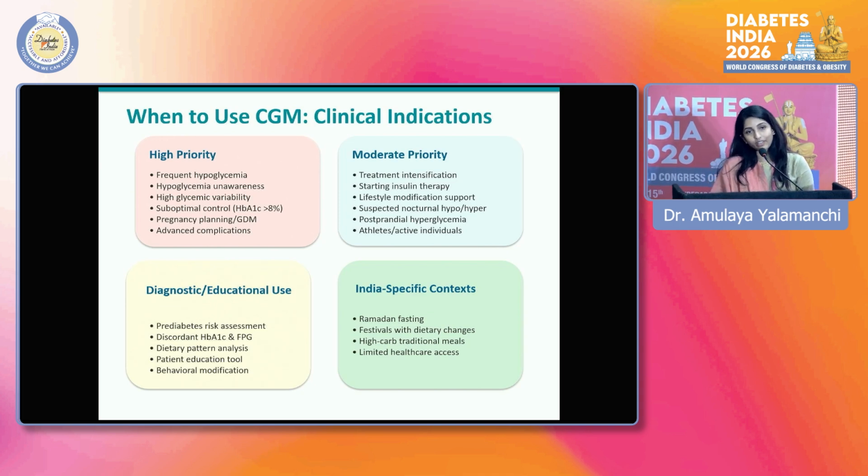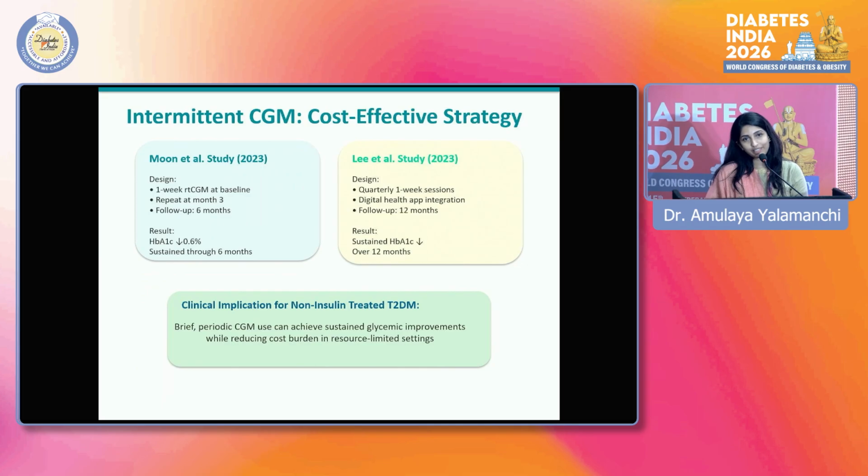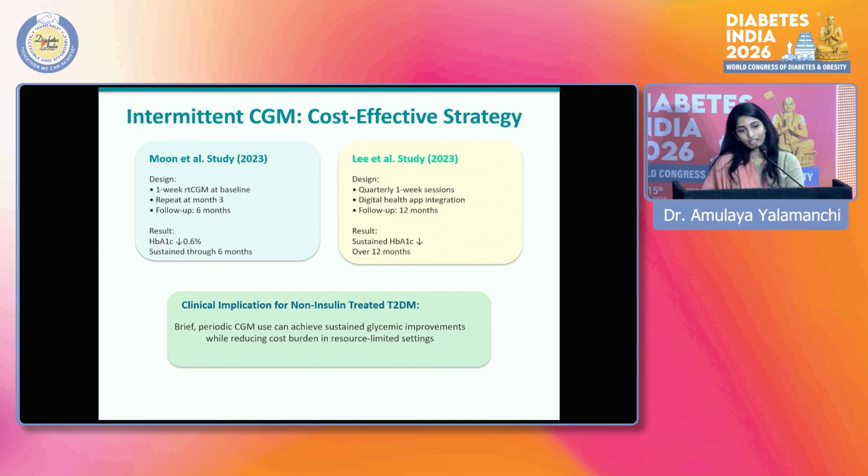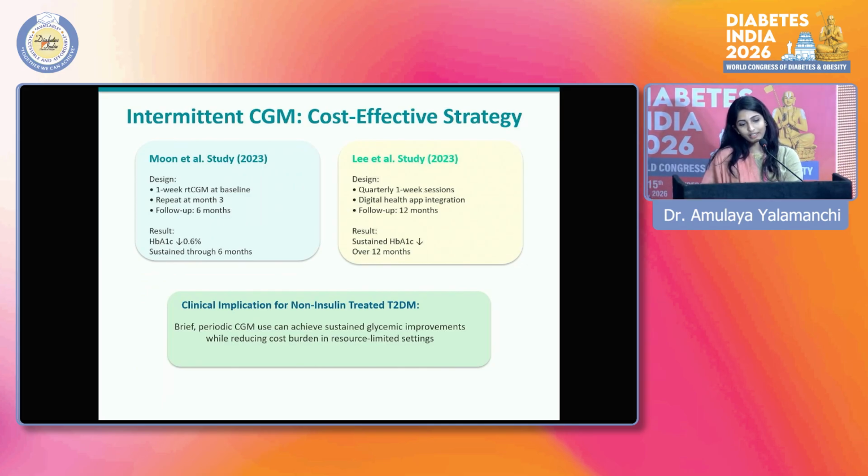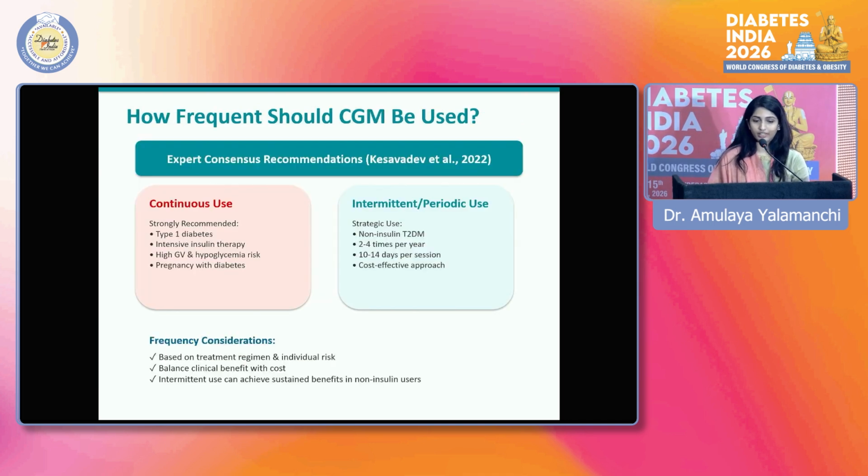But ADA endorses that all patients, young or old, who have been diagnosed with type 1 or type 2 can start with CGM at the onset, and those who are on insulin can use CGM daily. Intermittent CGM has also been tested: at least 1 week at baseline and repeated every 3 months, or quarterly 1 week sessions, have also seen a decrease in HbA1c, and that decrease is sustained over 6 to 12 months. So this can be a cost effective strategy when used in India.